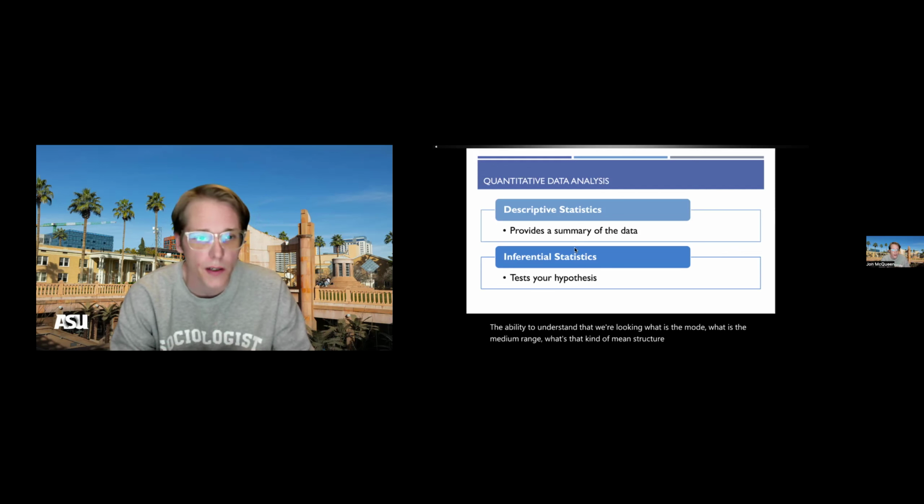So descriptive statistics can also be used to visualize data in graphs, if you're a graph person, scatter plots, and frequency tables.